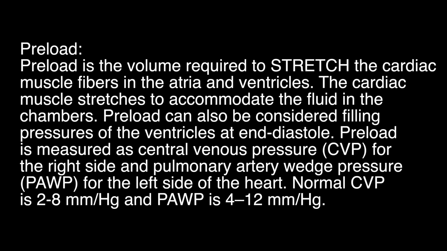Preload can also be considered filling pressures of the ventricles at end diastole. Preload is measured as central venous pressure for the right side and pulmonary artery wedge pressure for the left side of the heart. Normal CVP is 2 to 8 mmHg and PAWP is 4 to 12 mmHg.